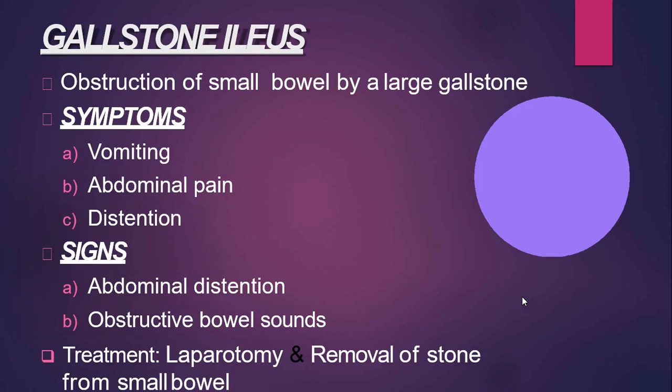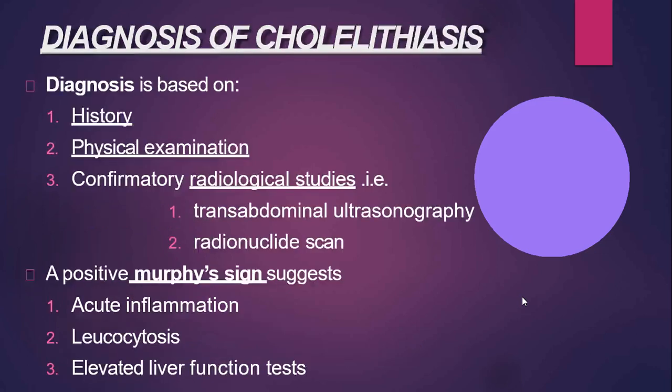Gallstone ileus is obstruction of the small bowel by a large gallstone. Symptoms are vomiting, abdominal pain, and distension. Now these are the cardinal features of intestinal obstruction. The patient will have vomiting, pain in the abdomen and distension of the abdomen. Now in signs you will find a distended abdomen with exaggerated gut sounds, which are also known as obstructive bowel sounds, and treatment is laparotomy and removal of the stone from the small bowel.